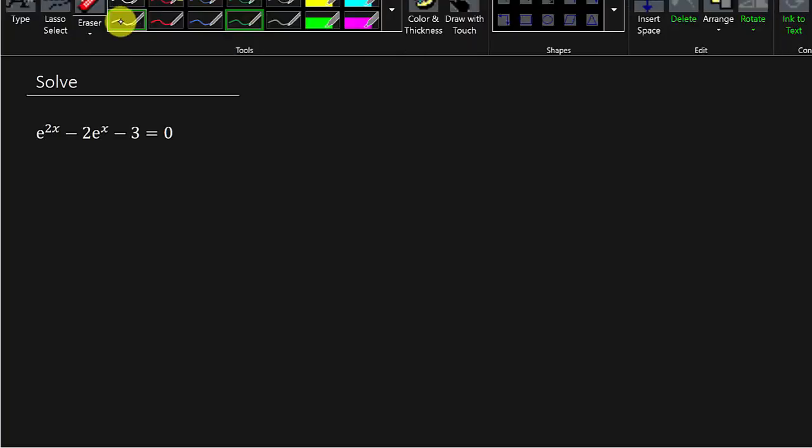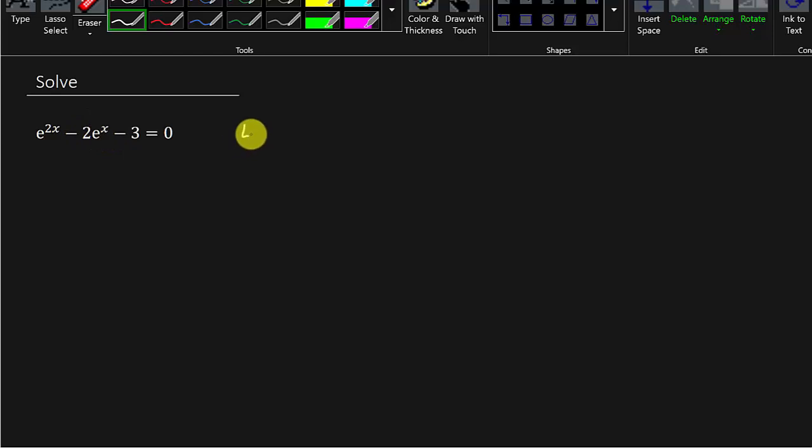Let's take a look at this problem here. We want to solve e to the 2x minus 2e to the x minus 3 equals 0. Now, this is an equation that we say is quadratic in form. So what we'll do here is we'll let u equal this e to the x, this middle term here.